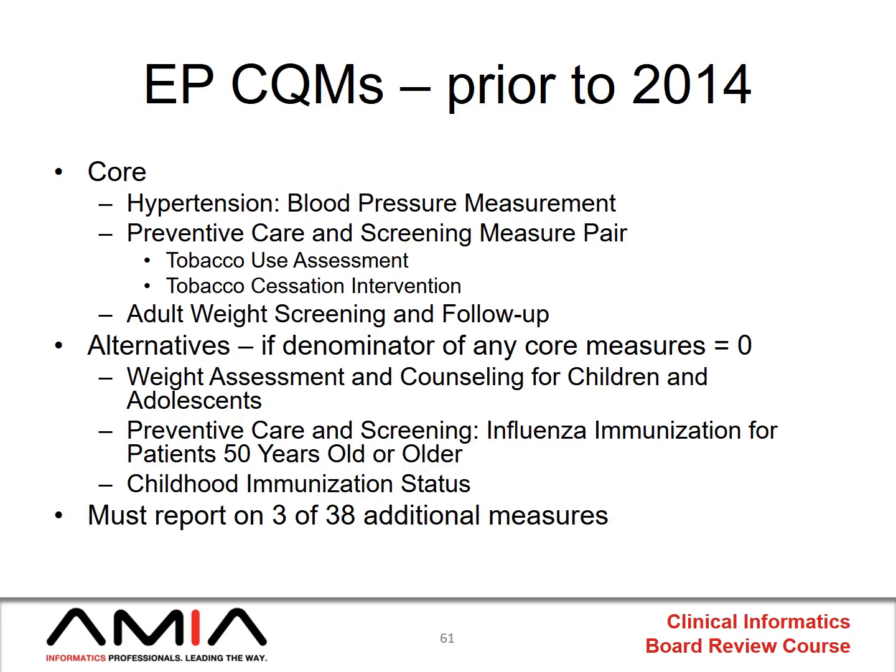If any of the denominators of the core measures was 0, then there were 3 alternative measures. One was weight assessment and counseling for children and adolescents. A second, preventive care and screening in the form of influenza immunization for patients 50 years and older. And then finally, childhood immunization status. And then again, the eligible professionals must report on 3 of 38 additional measures.